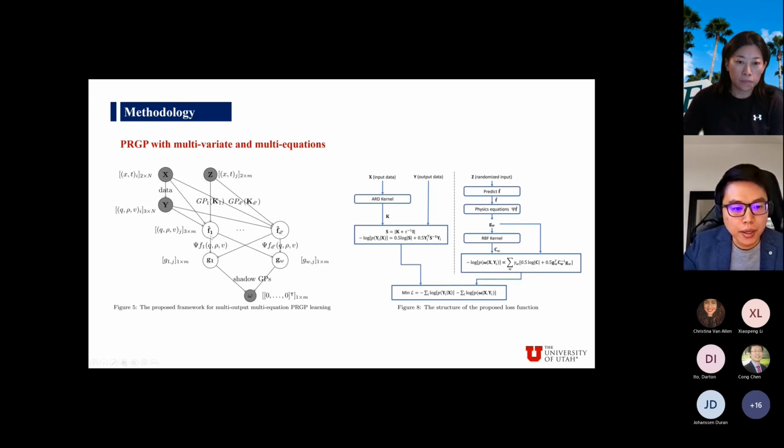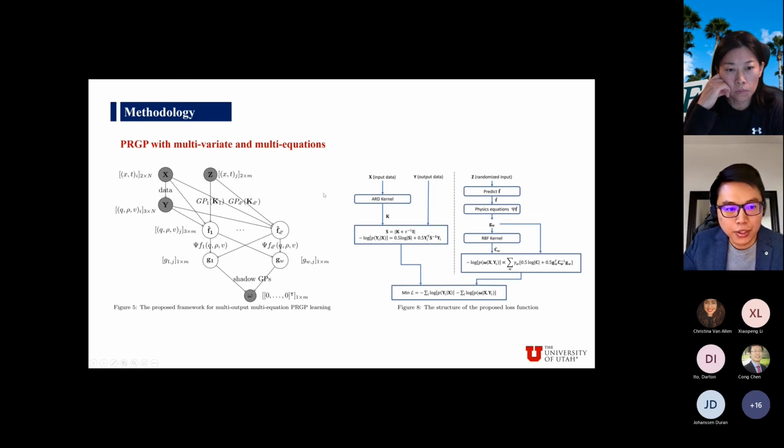So here, each of these hat functions represents one equation of the traffic flow model. So each of them will be encoded into a Gaussian process. So then the integration of them would be the shadow Gaussian process, which can be fused with the original Gaussian process. So this is the general architecture of the proposed PRGP.